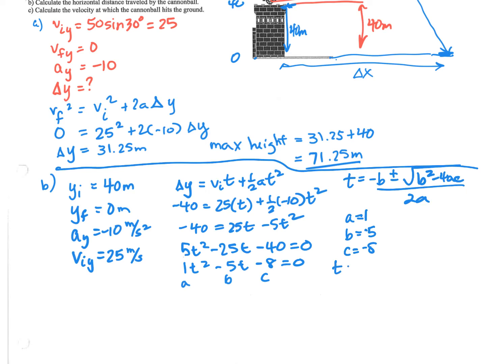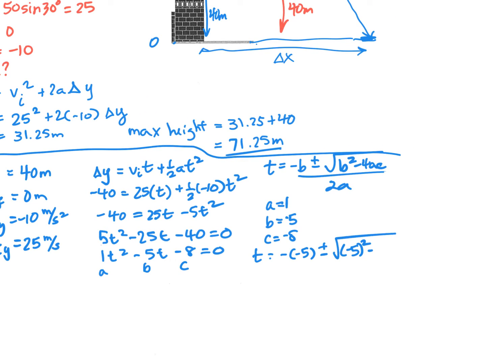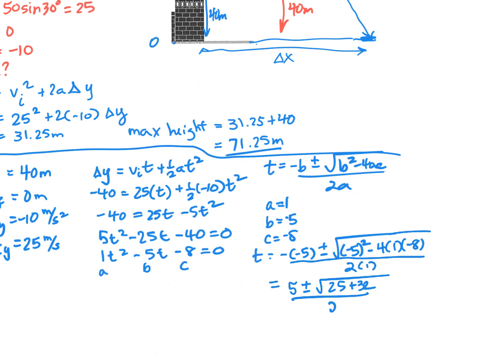So we get time is equal to -5 plus or minus the square root of -5 squared minus 4 times 1 times -8, all divided by 2 times 1, which is 2. Put that times 1. So we get 5 plus or minus the square root of 25 plus 32, divided by 2.